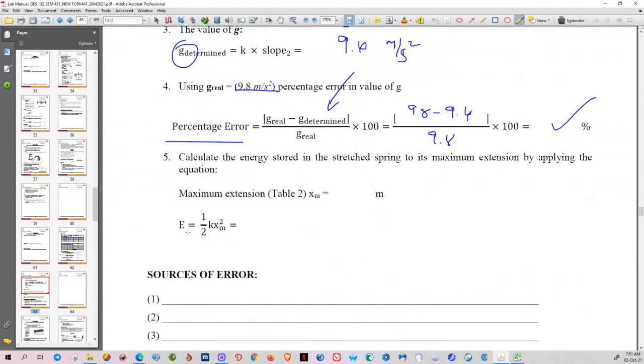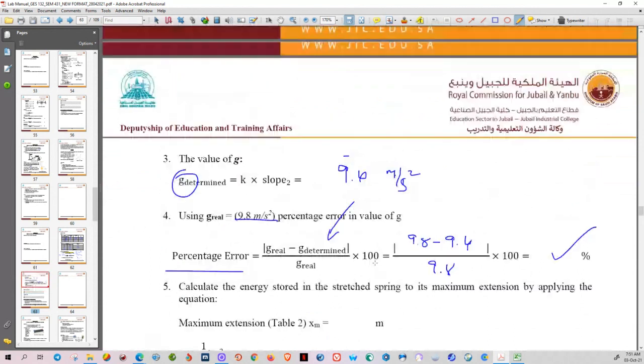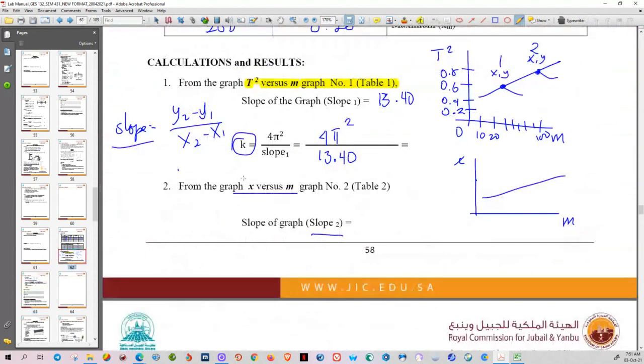Of course, you have to calculate the potential energy in a spring that is stretched. Any questions, Shabab? Can you make graph number 2 in Microsoft Excel? Yes, you can do the same technique. The technique is exactly the same.